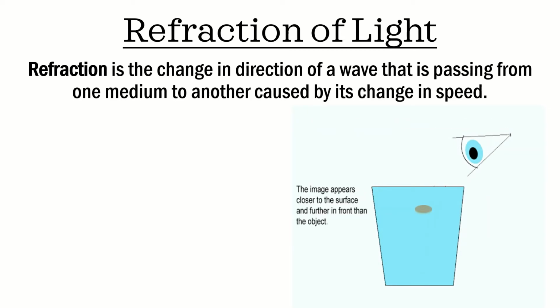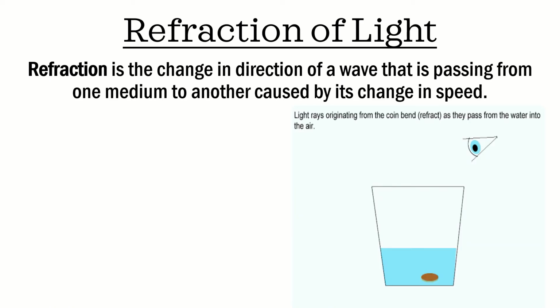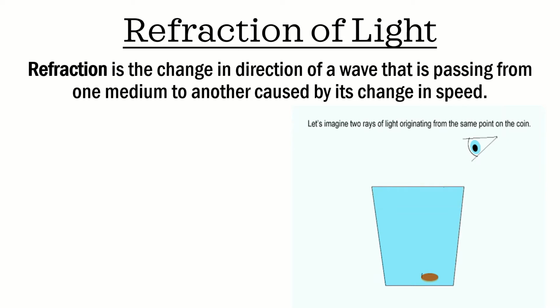So if we look at this coin in the bottom of the cup, we'll wait until it gets to the beginning of the little animation. If we see the coin at the bottom of the cup, the light rays originate from the coin and bend or refract as they pass from the water into the person's eye. So there we see two rays of light traveling from the same point on the coin, and at the surface of the water where they travel into air, they bend.